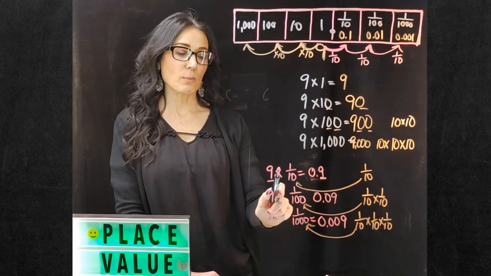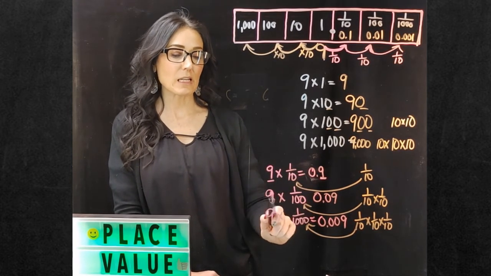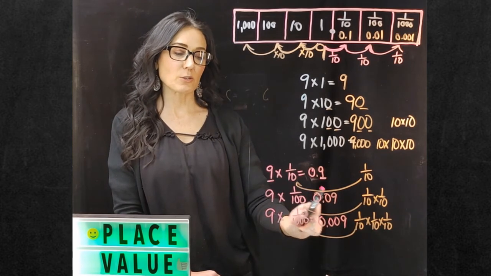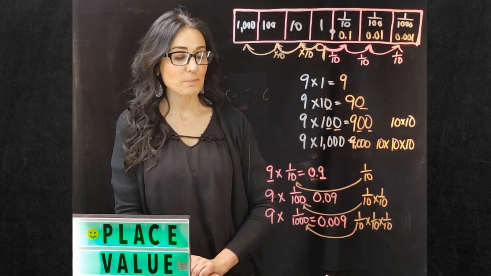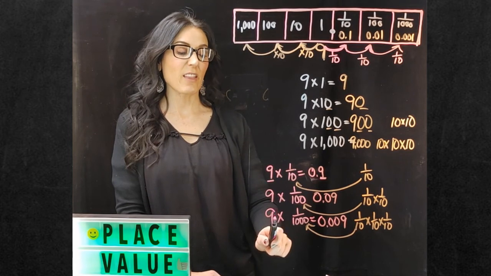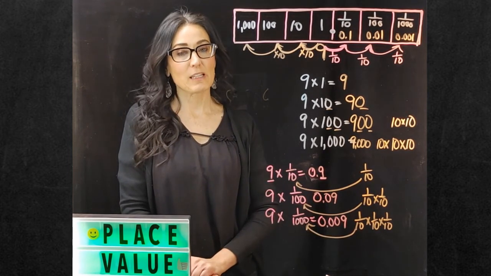So I want you to notice what happened. We moved it 1 decimal place and made it 9 tenths. We moved it 2 decimal places, we changed it to 100 times smaller, which is 9 hundredths, and this is 1,000 times smaller, which is going to be 9 thousandths.